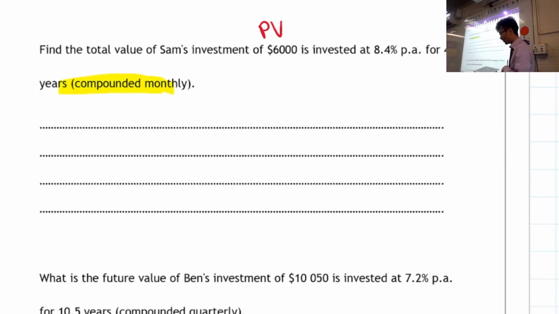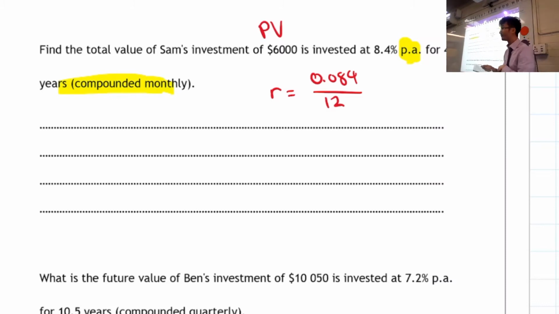So it says, find the total value of Sam's investment. He's got $6,000 right now. It says 8.4% per annum for 4 years, but compounded monthly, so we have to change the calculation slightly. For example, PA, do you guys remember what that means? Per annum, which means each year. But if it's compounded monthly, we have to change that because we're not doing the calculation each year anymore, we're doing each month. So to change that, we say, okay, 8.4%, that's 0.084. If I want to know the rate for each month, we actually have to divide by 12.